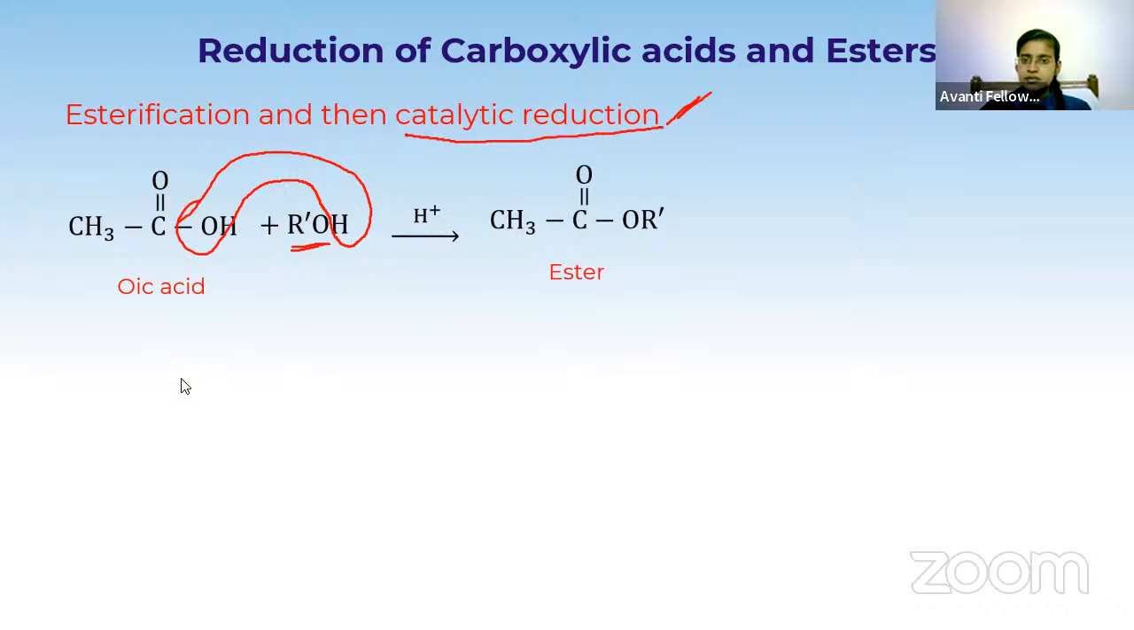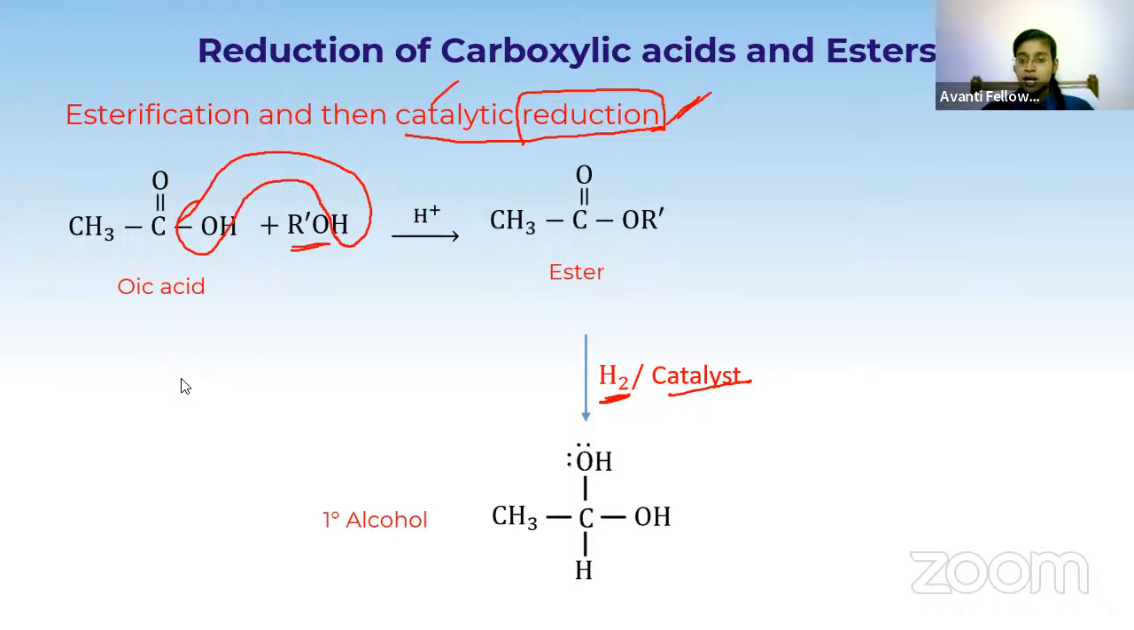Catalytic reduction. We are going to reduce the ester using a catalyst. Okay. So hydrogen in presence of catalyst. Hydrogen is the reducing agent, and platinum, palladium, or nickel catalyst can be used. If I use this, ester will lead to the formation of primary alcohol.